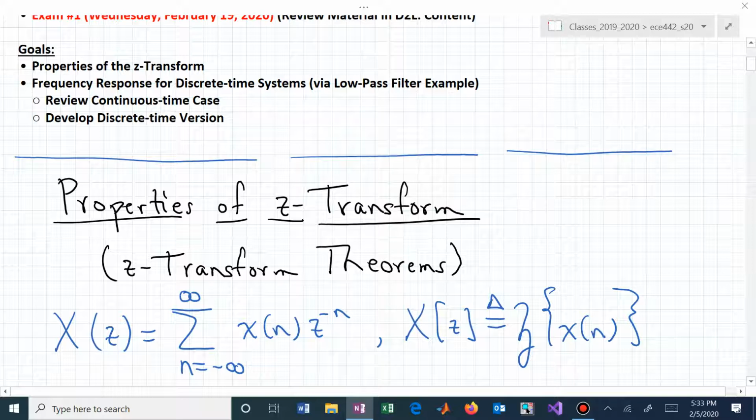Let's start with a low-pass filter. If you're in electrical and computer engineering, that should be clear. If you're not, I think it's straightforward enough that you will be able to understand it if you're coming from a different major or from a different perspective.